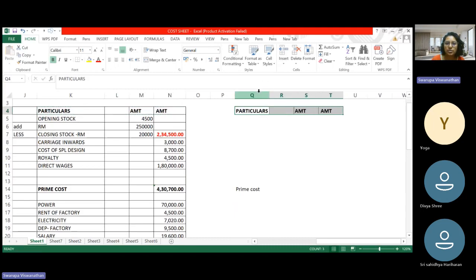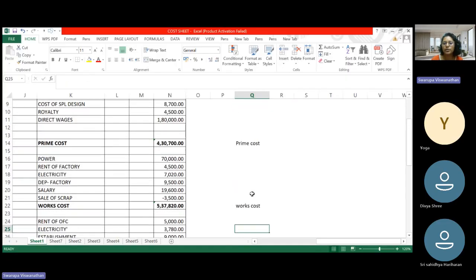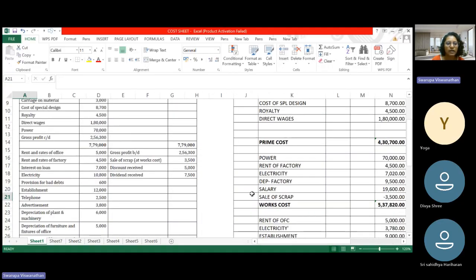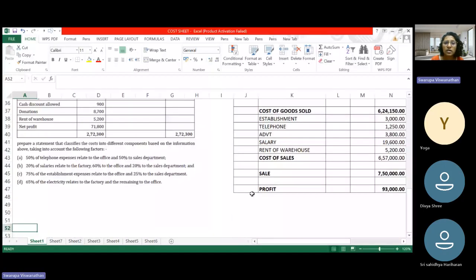So the base components, you can just put a gap and then mention the names. So we have prime cost plus factory overheads is going to give you your works cost. The second step is to add on all the factory overheads. First we have power, then we need to go to the adjustments, see how there is a division of the items. Telephone expenses 50% office, 50% sales, salary is 20, 60, 20. And establishment expenses 75-25 between office and sales, and electricity 65% to the factory and the remaining to the office.